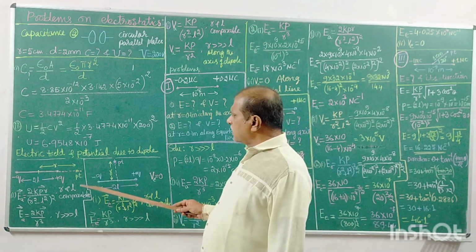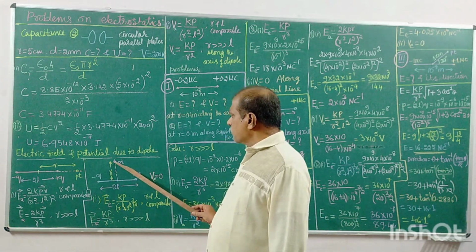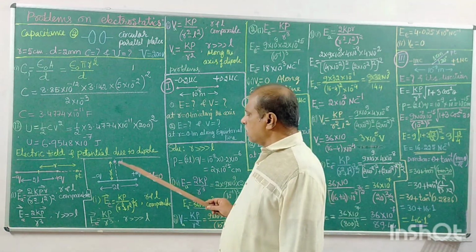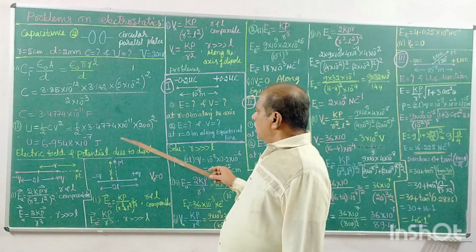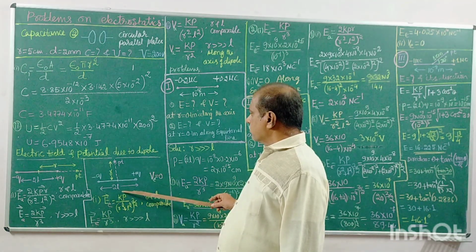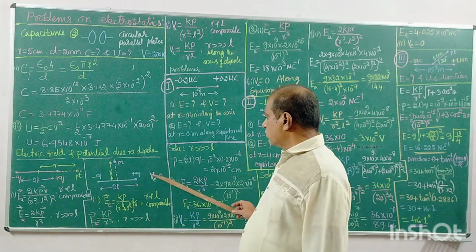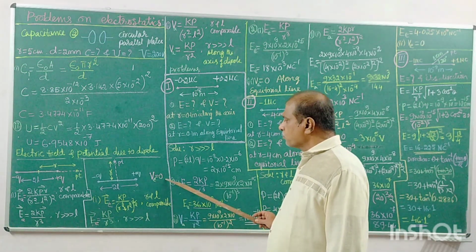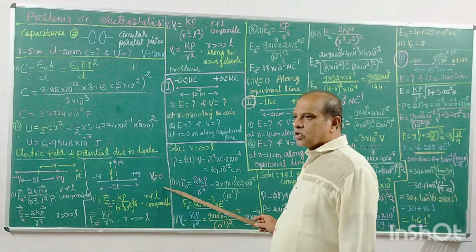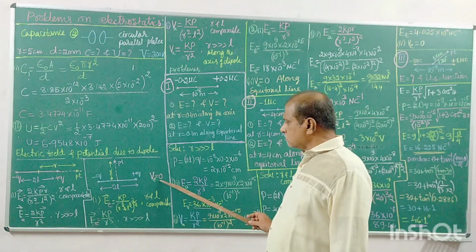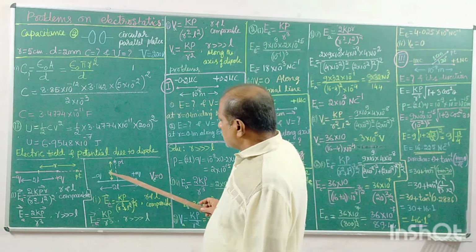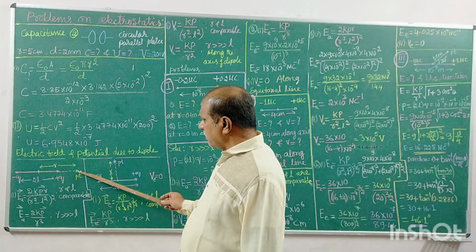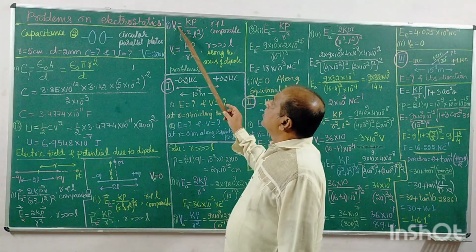And what is the electric potential at this point and this point? Electric potential at this point is always 0. That is, if you take any point along the equatorial line, the potential at any point along the equatorial line is always 0. You already know that. But here, the potential at this point along the axis is not 0. It has some potential.